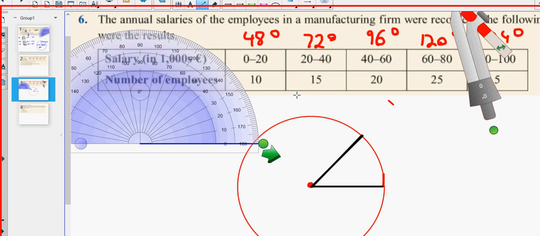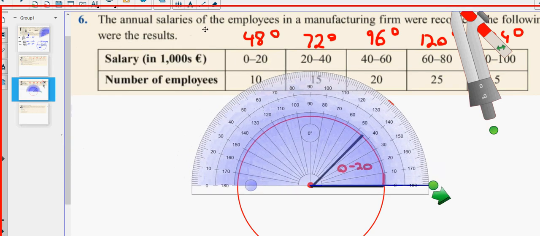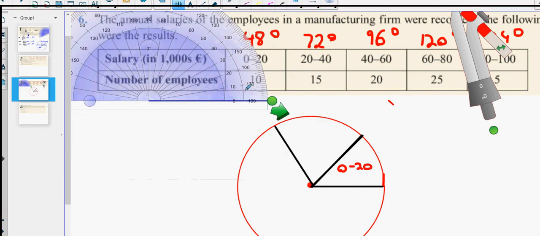All right. Now, what was that? 48 degrees. So that's your 0 to 20 zone. We all agreed that the first 2 angles have to add up to 120. The 48 plus the 72 has to give me 120. So if I draw my next line at 120, the other one has to be 72. So that is going to be 20 to 40.